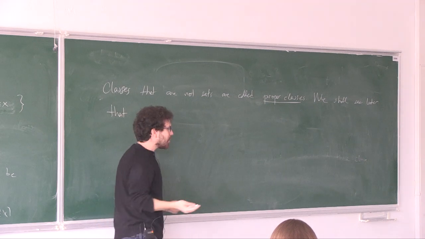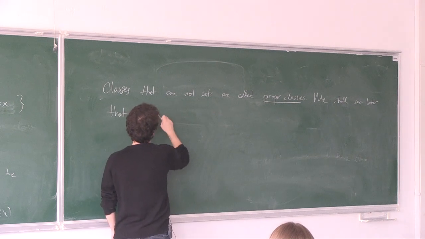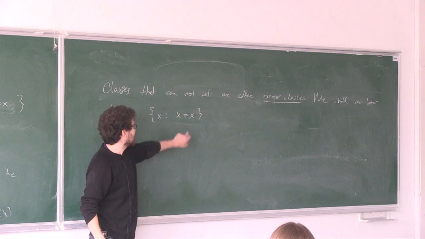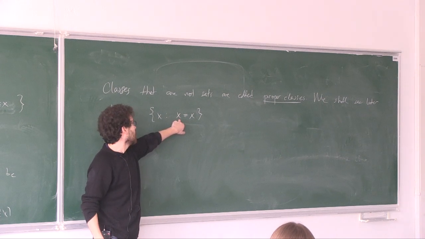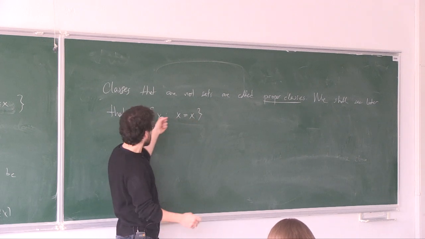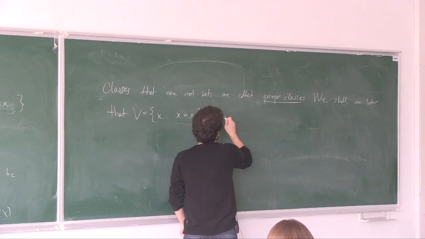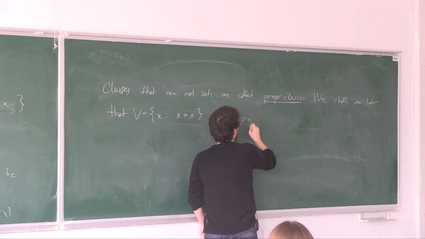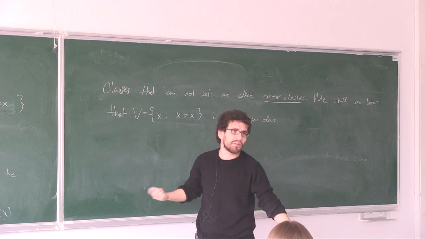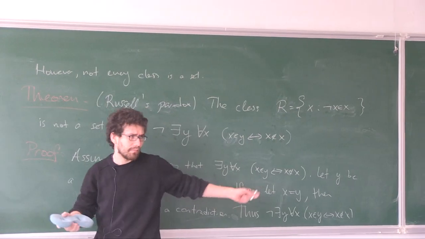is a proper class. How can I define the whole universe? How can I define the class of all sets? Well, I simply do this very simple thing. The set of all things that equal themselves. This is the universe of sets. This is the whole universe V. We shall see that this is also a proper class. We shall see that the class of ordinals is a proper class. The class of cardinals is a proper class, but that's going to come later.